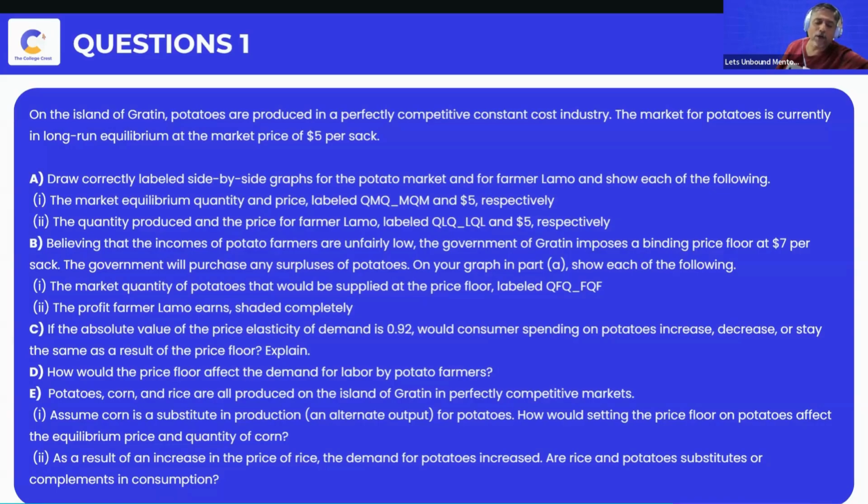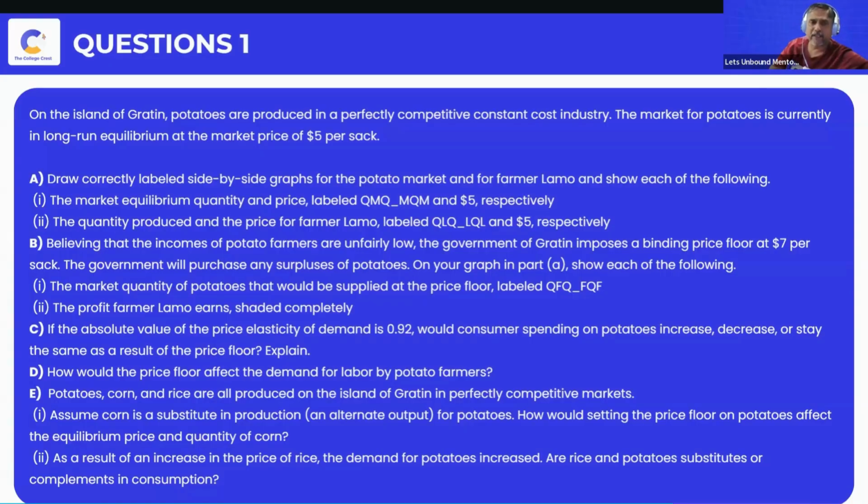So when you draw this equilibrium graph, basically you have to draw a supply line which has a positive slope. You have to draw a demand curve which has a negative slope. Both of them will intersect at the equilibrium point. The price there is $5, and you can show that the equilibrium quantity, let's say, is QM. Okay, so similarly you can draw it side by side for the farmer Lamo as well.